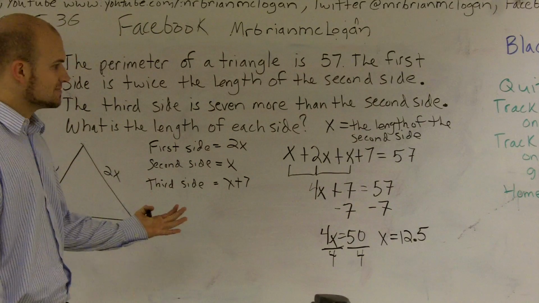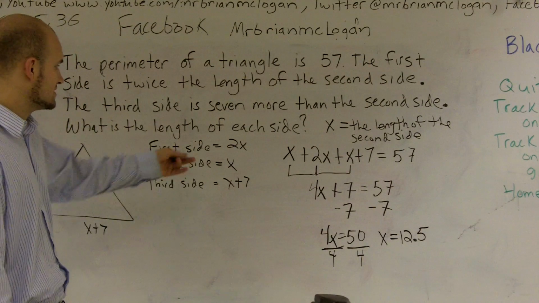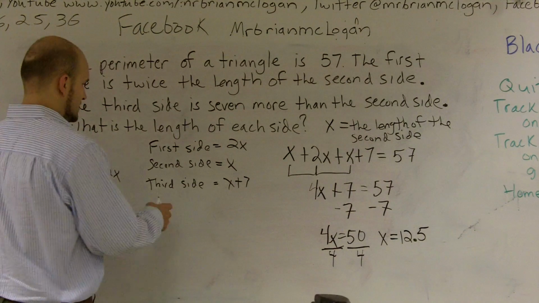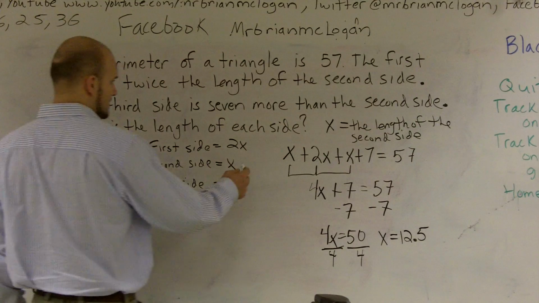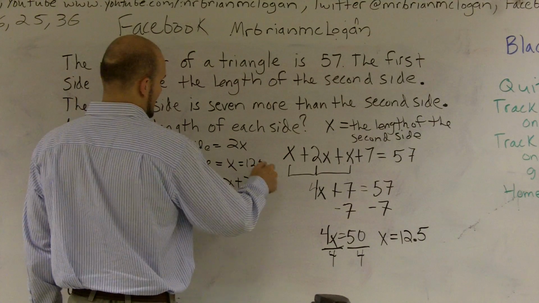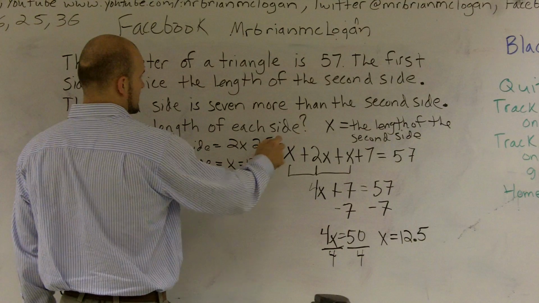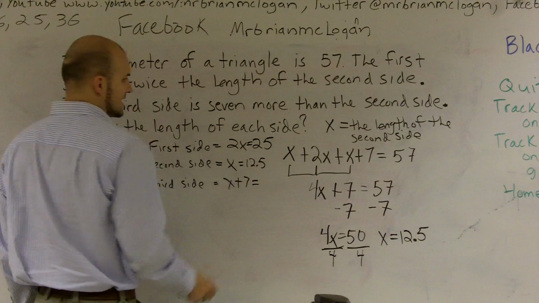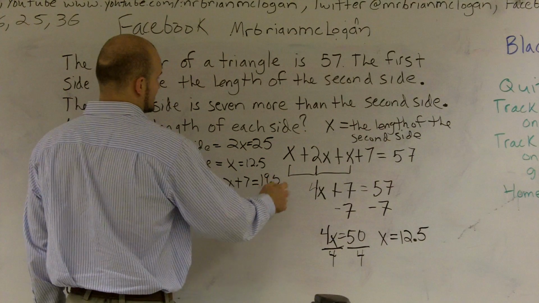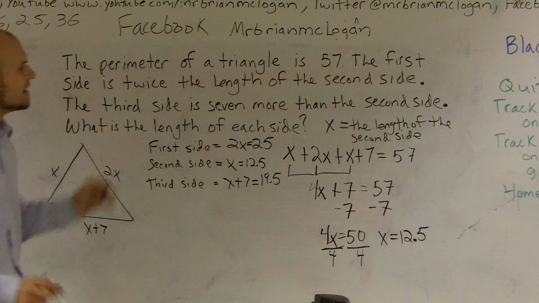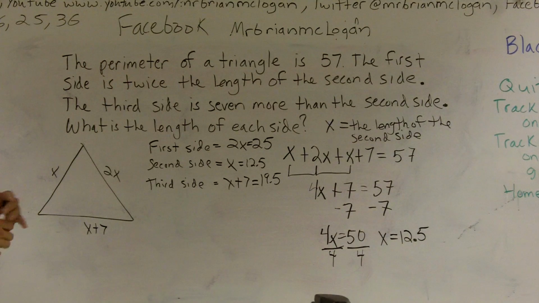My answer is not asking me what x equals. The second side is 12.5. The first side then is going to be 25, and the third side is going to be 19.5. So that's how you find the length of 3 sides of a triangle when given algebraic expressions for each side.